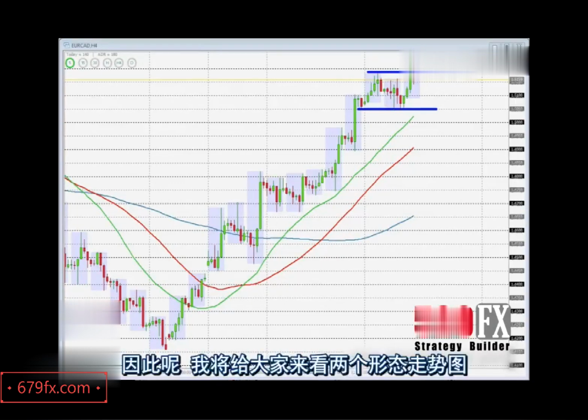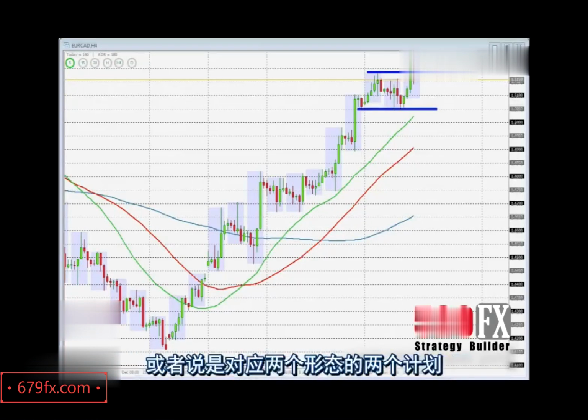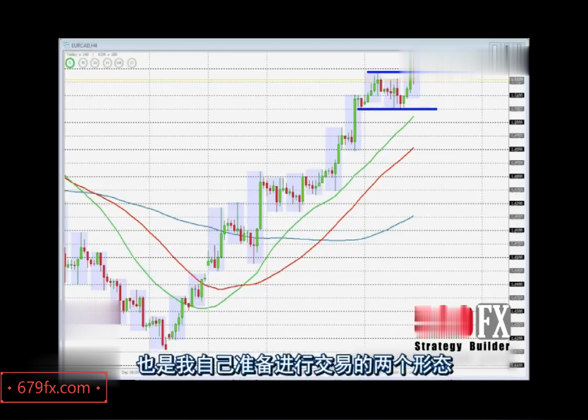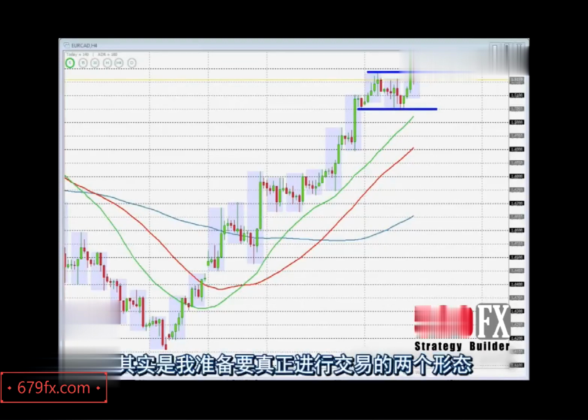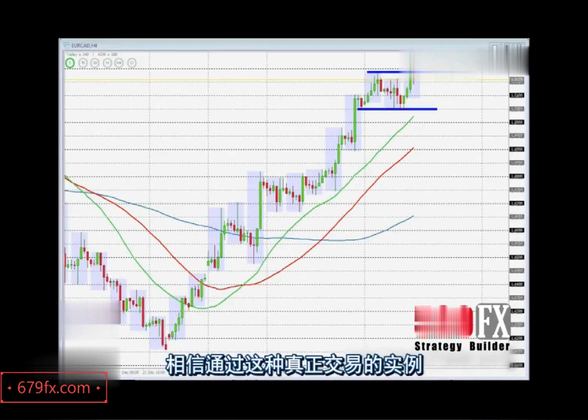For that, I'm going to record 2 trade plans for 2 setups that I'm looking to trade myself today. What you're watching right now is my live screen. I'm going to be showing you 2 setups that I am looking to trade on my own account. I thought it would be a good idea. You will get a clearer picture if you see 2 real examples of my trade plans, rather than if I just lay out the theory.